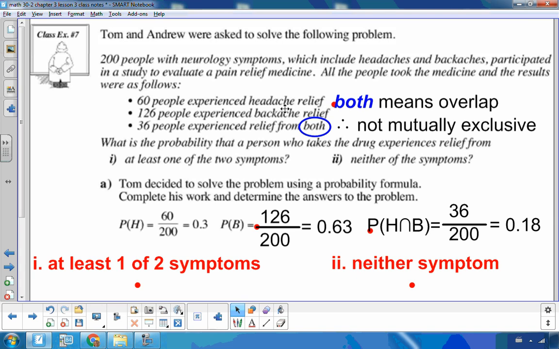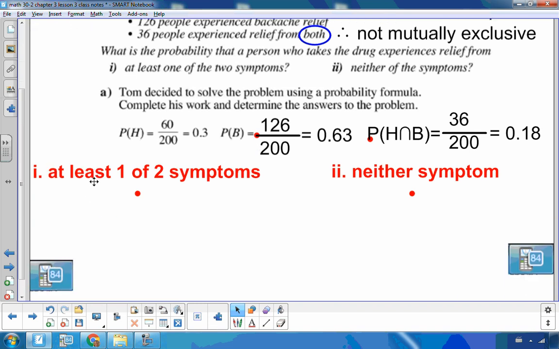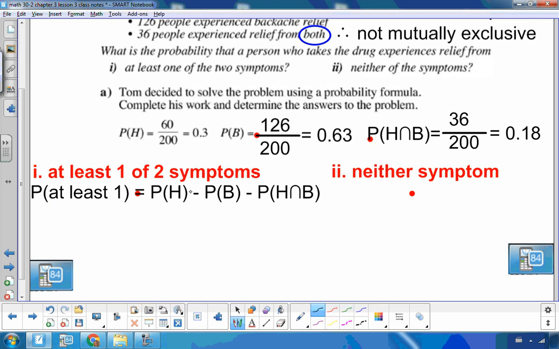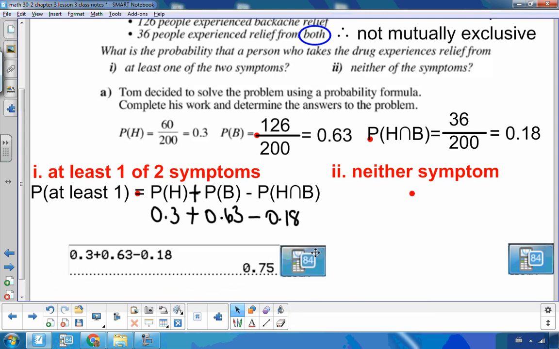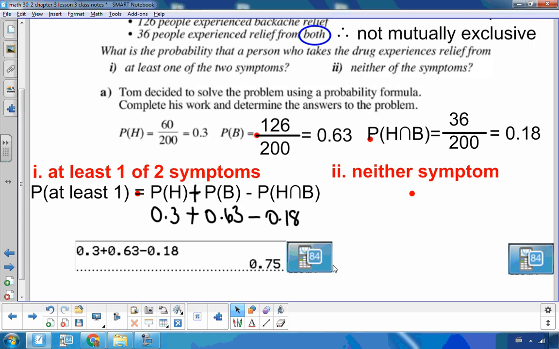So the probability of getting relief from at least one of the 2 symptoms, at least, is a minimum. So it's going to be the probability of getting relief from headache or backache, or the probability of both. So I'm going to take the probability of getting relief from a headache, add it to the probability of getting relief from a backache, subtract the people that got both. So probability of getting relief from a headache, 0.3. Probability of getting relief from a backache, 0.63. Subtract the probability of both, 0.18. So I can just put those into my calculator to figure out the answer. And it looks like 75% of people got relief from at least one of the 2 symptoms.